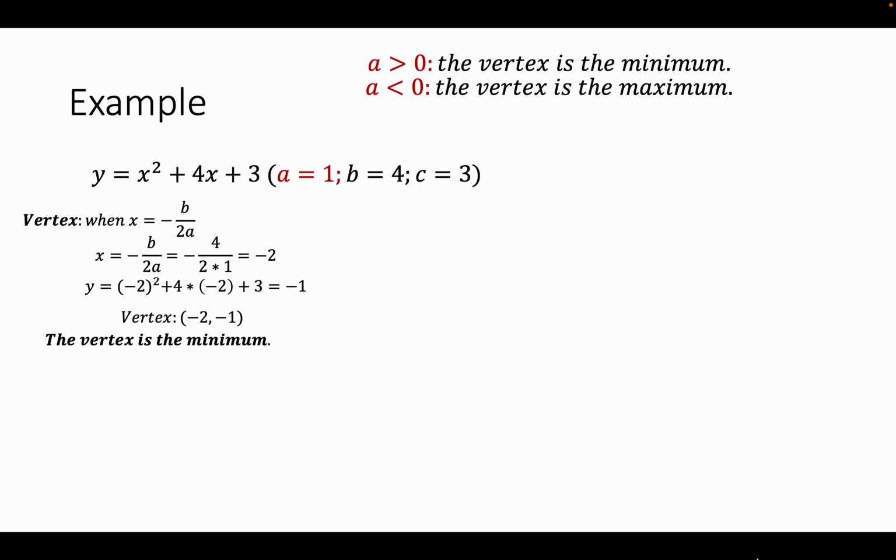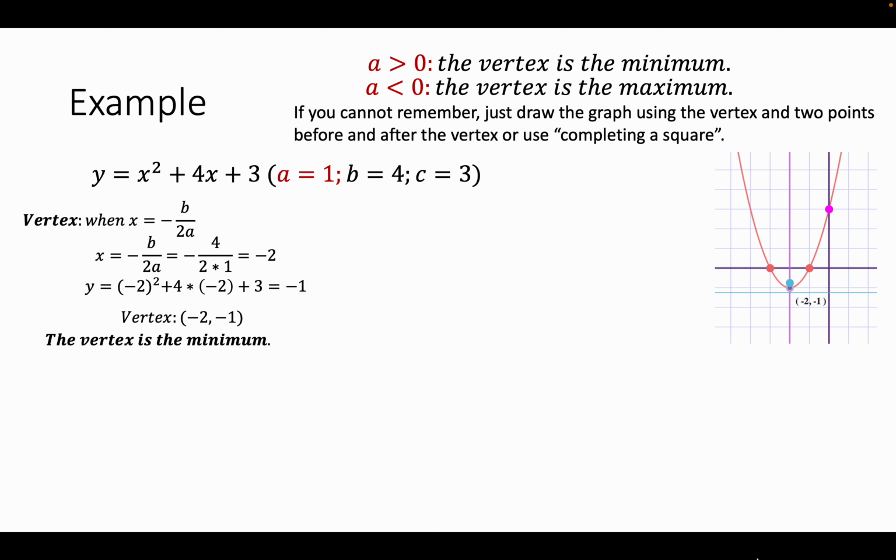Because a equals 1, a is larger than 0, which means that our vertex is the minimum point. If you cannot remember how to do this, just draw the graph using the vertex and 2 points before and after the vertex, or complete the square.